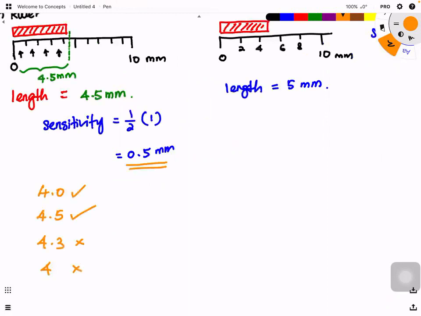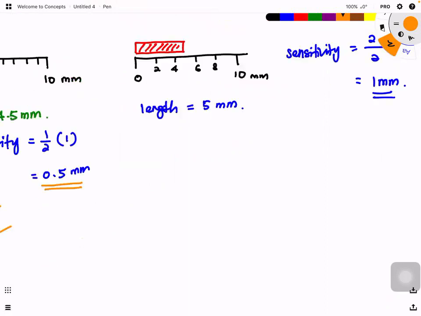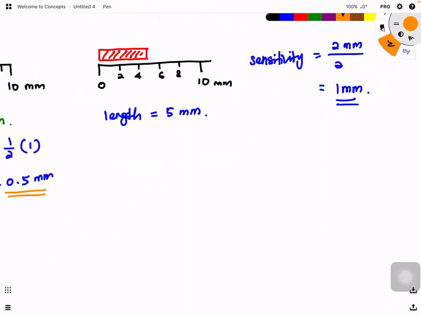Are you clear? But in this other case, because the sensitivity is 1 mm, I cannot have a decimal point. So if you give me the length 5 mm, correct. 6 mm, correct. If you give me 5.5, wrong. If you give me 5.0, also wrong, because I cannot read so sensitively. I can only read up to 1 mm, no decimal point at all. Okay.